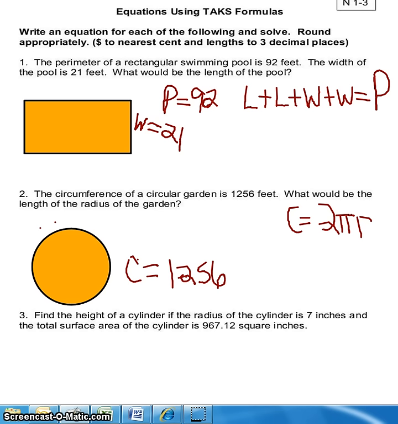Okay, class, today we're going to be doing equations using the TAKS formulas. So our directions say write an equation for each of the following and solve. Round approximately: money to the nearest cents and lengths to 3 decimal places.